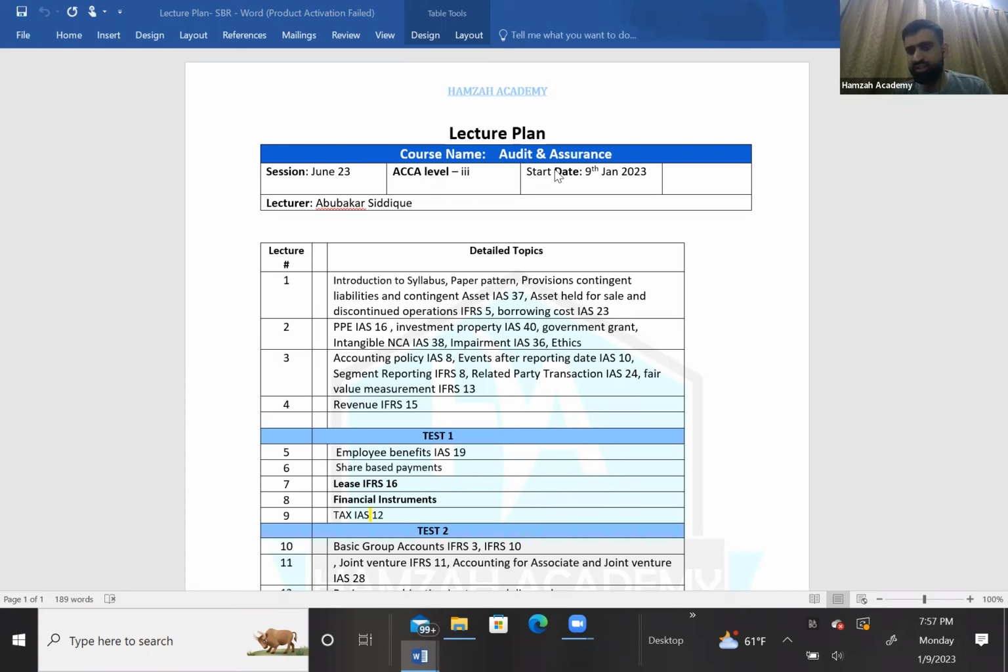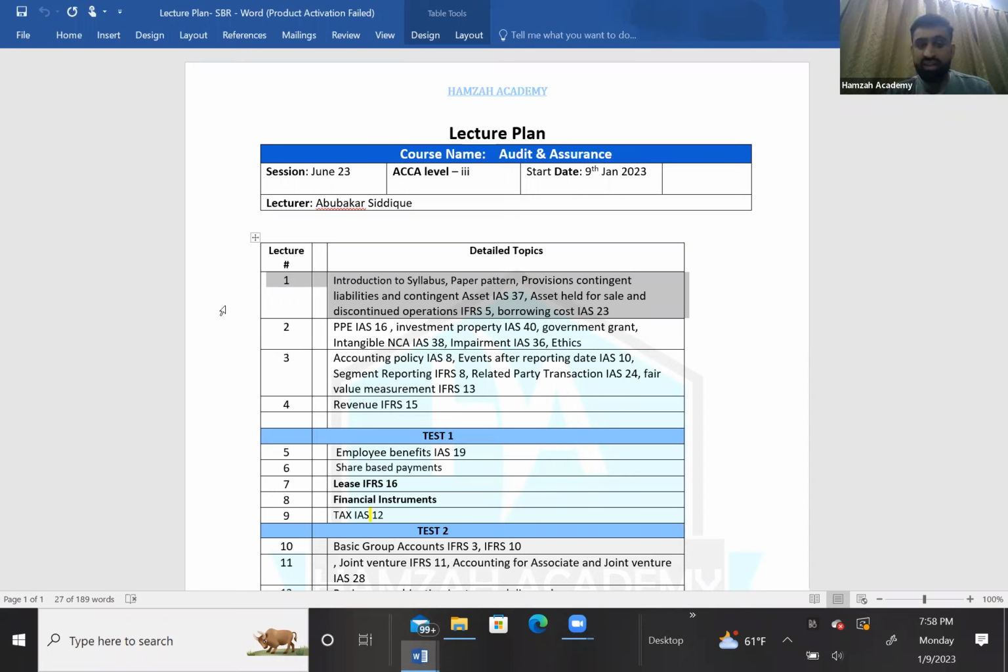But on the basis of my experience, the course plan which I have designed has the following plan, and you can see from lecture number 1 the topics which we will be covering: introduction to syllabus and paper pattern. That would be the start of the class. Then we will cover IAS 37, provisions, contingent liability and contingent asset. Along with that, we have IFRS 5, assets held for sale and discontinued operations, and borrowing cost, IAS 23.